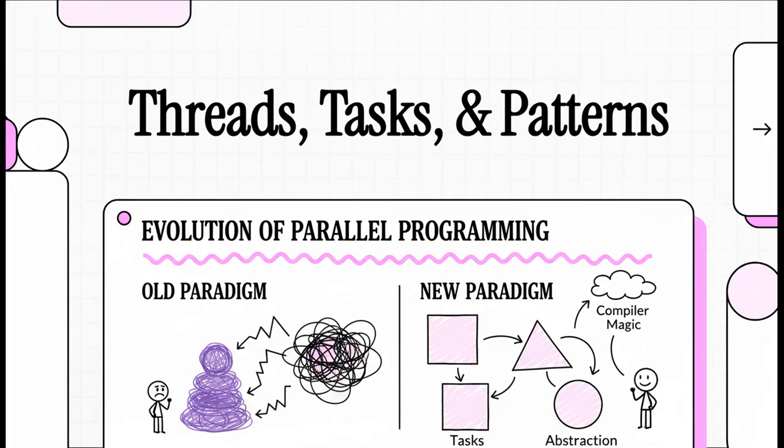Welcome to The Explainer. Today we're going to talk about the evolution of parallel programming. It's really the story of how we went from manually juggling all these complex operations to, well, just elegantly describing the work we need done. It's what makes our modern apps so fast and efficient.